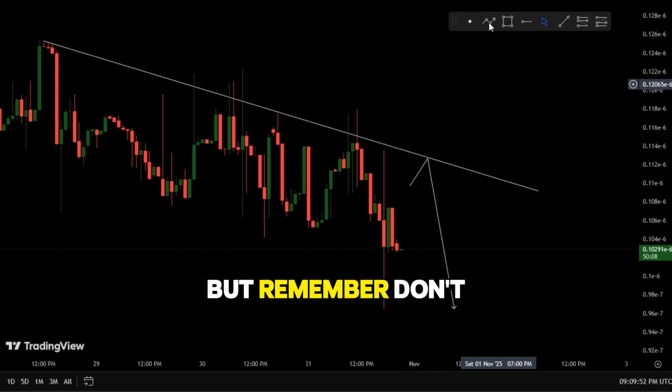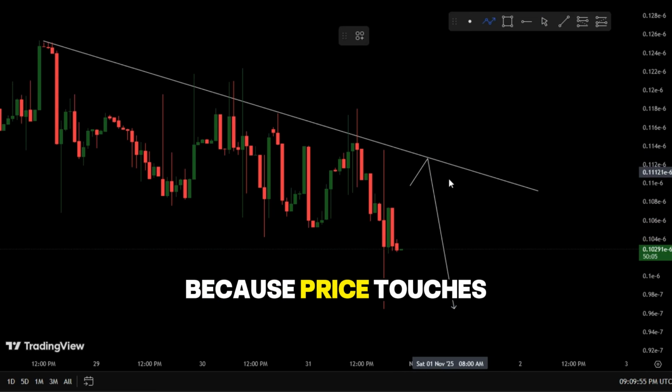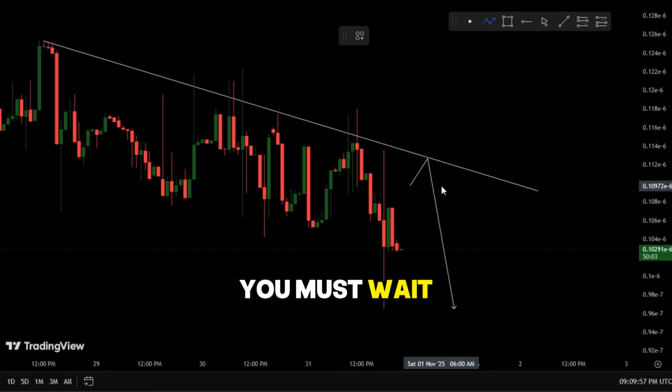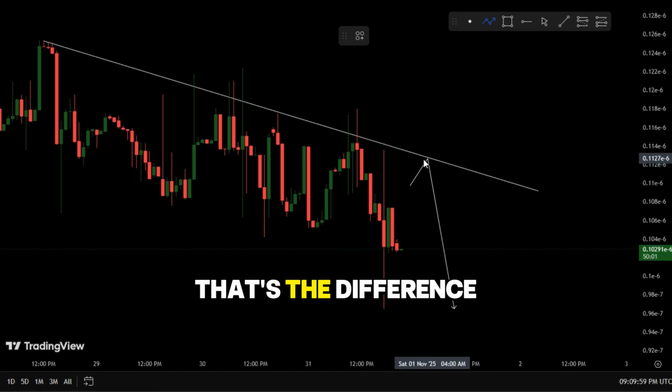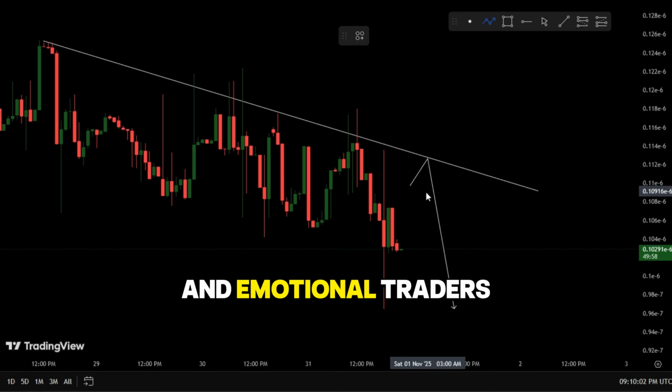zone. But remember, don't just jump into a trade because price touches the line. You must wait for a clear confirmation. That's the difference between professional traders and emotional traders.